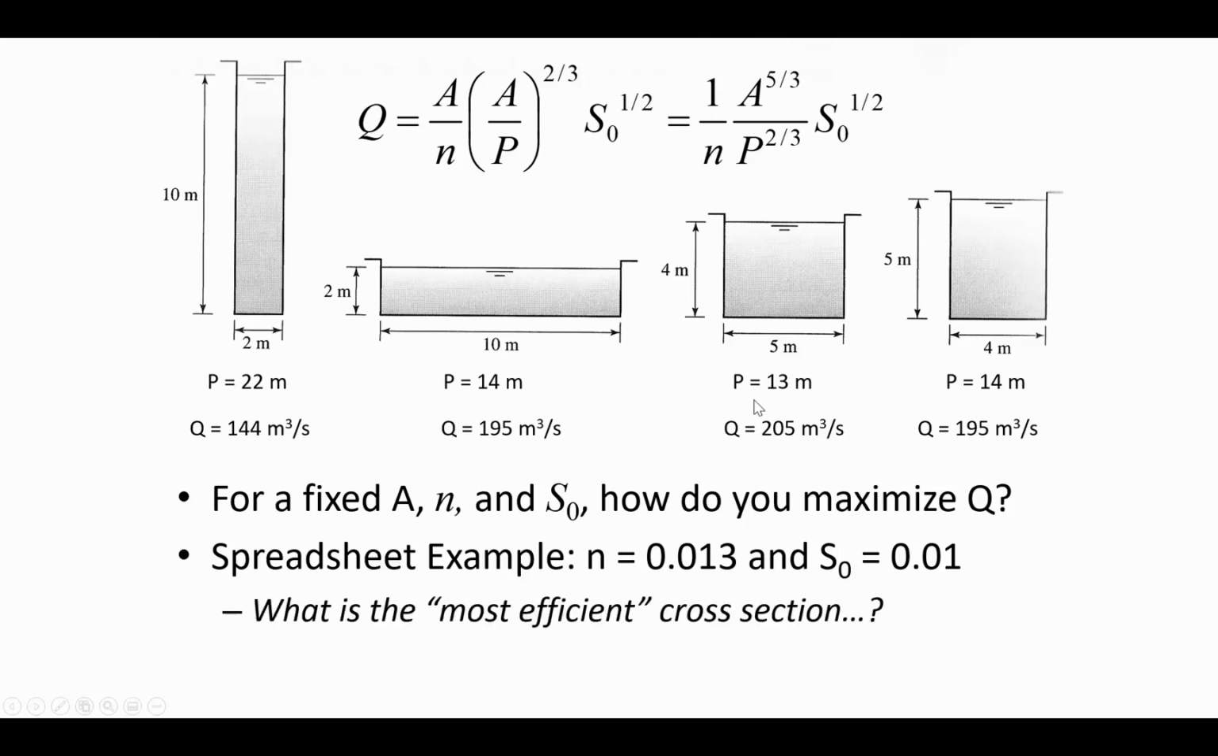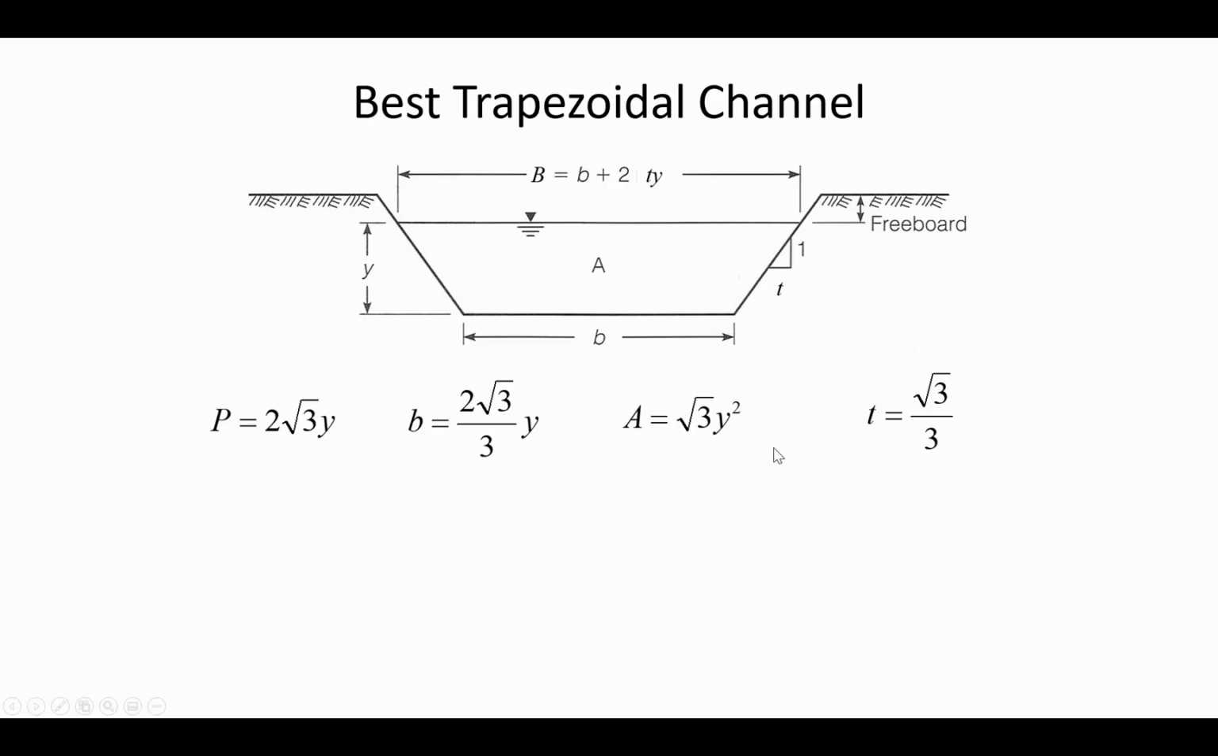And so that most efficient cross-section here is the 4 by 5, but for the most efficient cross-section for a trapezoidal channel, we have in our textbook a variety of equations that tell us the optimal shape. So the optimal shape of a trapezoidal channel is one where, based on the depth, the bottom width is a function of some depth y, and it's a relatively steep side slope.